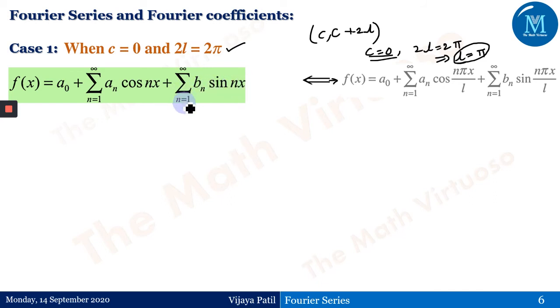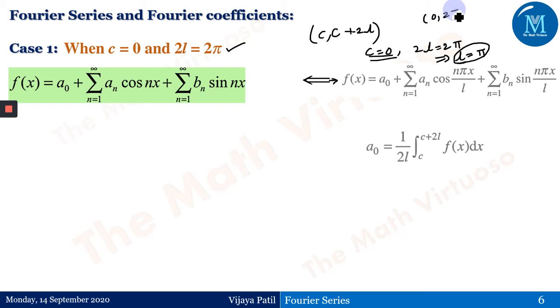Every time I will not say n is moving from 1 to infinity. If there is any change in that, I will just say it. Okay, then what will happen? What was a0 at that time? It's 1 upon 2L, integral from c to c plus 2L of f of x dx. What is the change? If we observe, this c to c plus 2L has been changed to 0 to 2 pi.